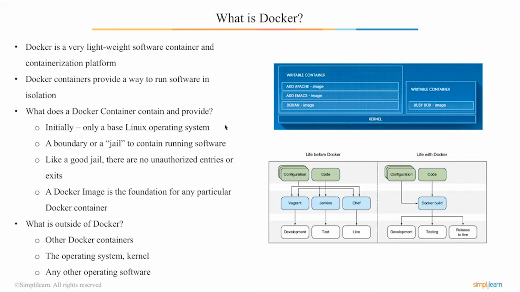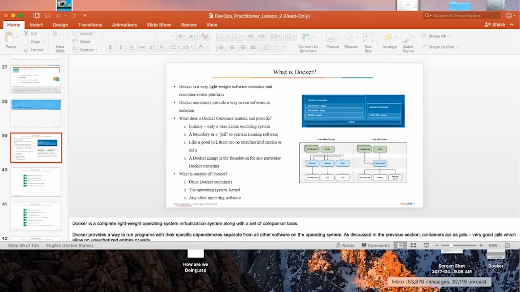LXC was a way to isolate resources using namespaces that we talked about with Linux, and Docker built on top of LXC. They developed their own container. They use something called libcontainer, but principally it's the same thing. It's a way to isolate resources and isolate processes, right? So that's what Docker is. Let's do a quick reminder of some of the other things that we talked about.